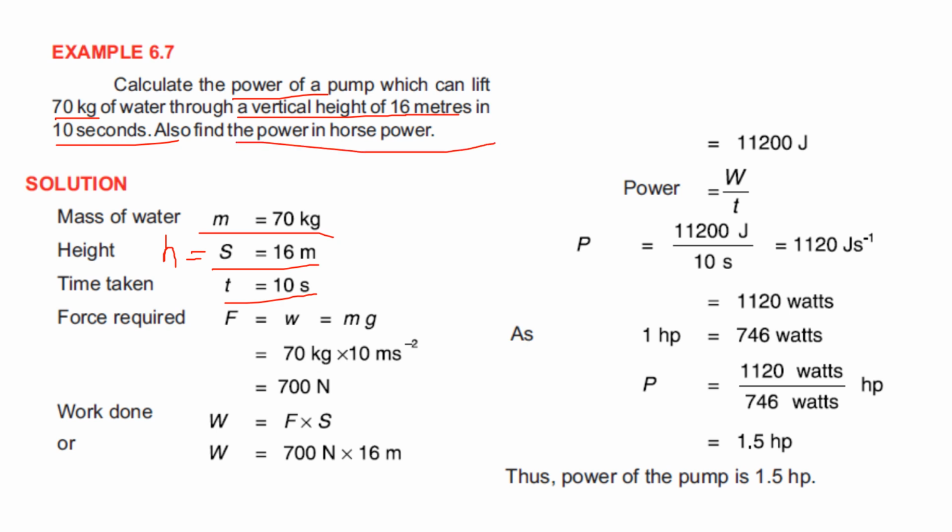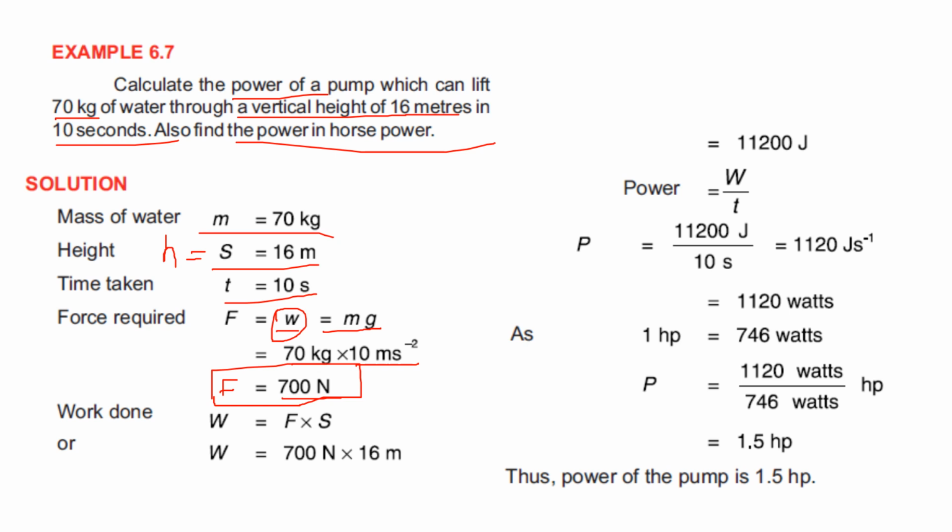Now whenever the height is involved, the force is equal to the weight, and W is equal to mg. So if you find out the W, just substitute the value for mass. Mass is 70 kg and g is 10 meter per second square. Just multiply it, you will get 700 Newton. This is the force in the case of a pump, which lifts water through a vertical height.